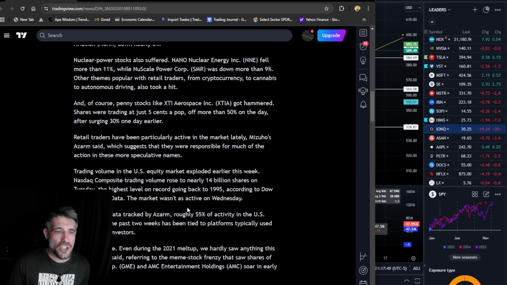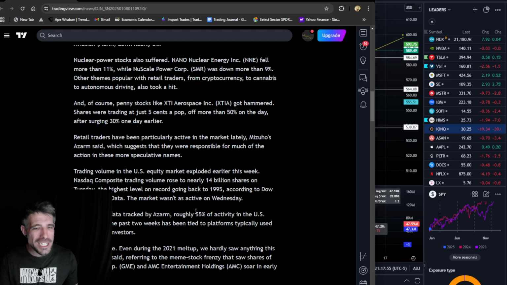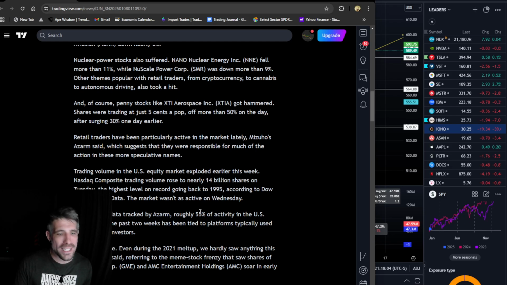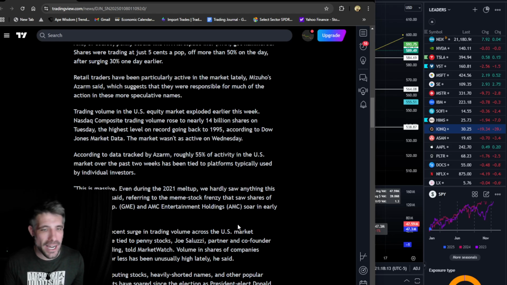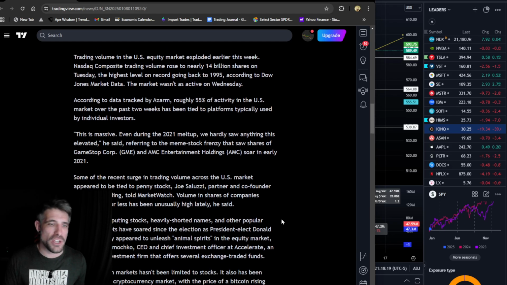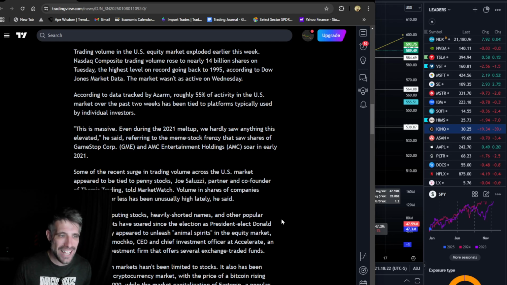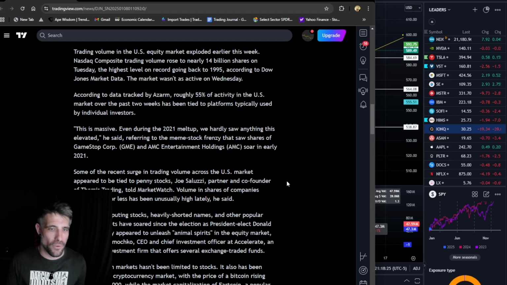So the trading volume in the U.S. equity market exploded earlier this week as NASDAQ composite trading volume rose nearly 14 billion shares on Tuesday, the highest level on record going back to 1995, according to Dow Jones market data. The market wasn't as active on Wednesday. According to data tracked by Arzum, roughly 55% of activity in the U.S. market over the past 2 weeks has been tied to platforms typically used by individual investors. This is massive. Even during the 2021 melt-up, we hardly saw anything this elevated, he said, referring to the meme stock frenzy that saw shares of GameStop or GME and AMC soar in early 2021.